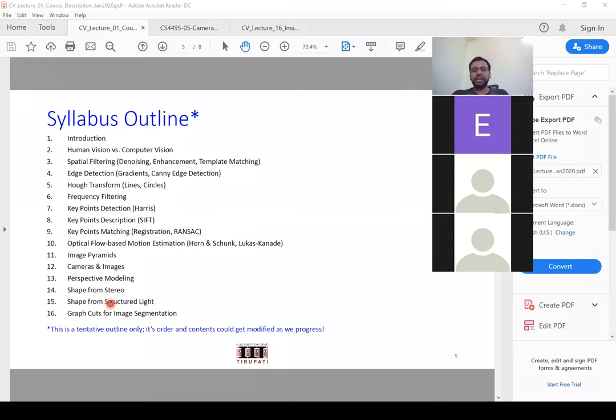Okay. Anyway, after quiz one, where were we? I think till Harris. Till quiz one we covered Harris. After that there is SIFT or RANSAC, then image registration and optical flow, cameras and images, perspective modeling, shape from stereo and shape from structure. I think that's good enough, otherwise it would be too much content for you. So I will stop with shape from structured light.